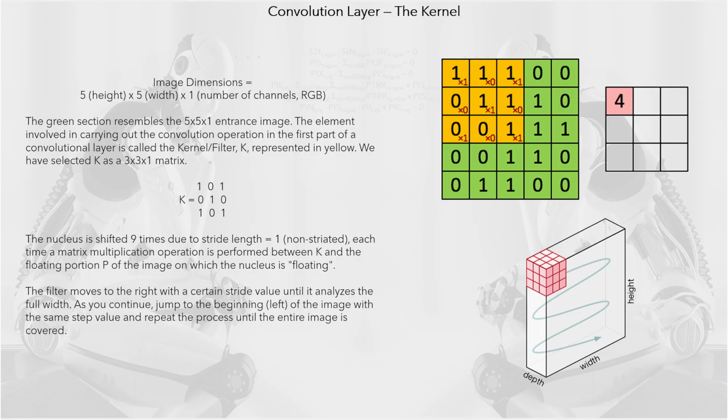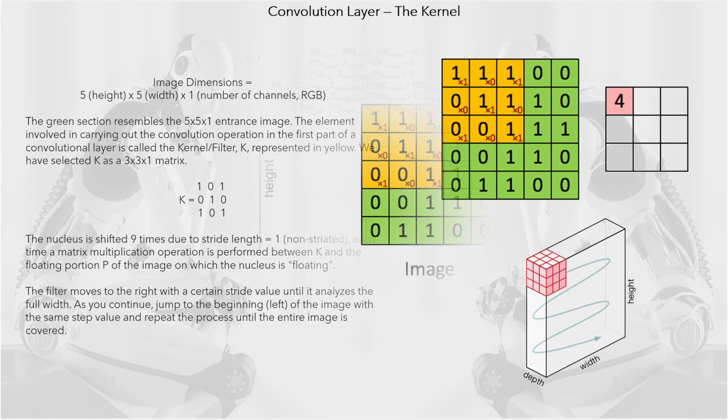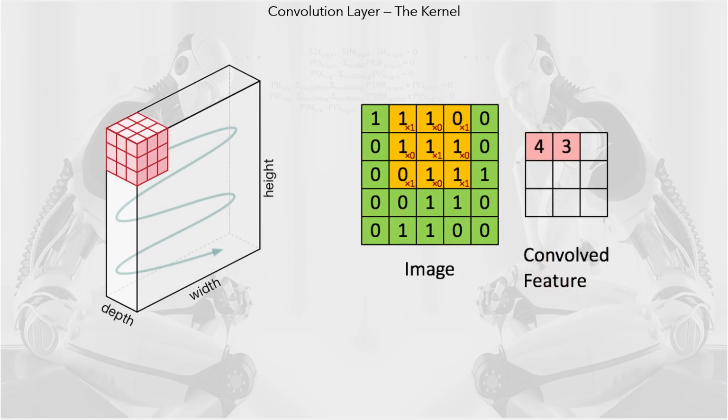The convolution operation consists of multiplying the numbers of the floating array in yellow by the kernel K in red, and adding the results. The kernel is shifted 9 times because the stride length is equal to 1, non-strided. Each time, a matrix multiplication operation is performed between K and the floating portion P of the image over which the kernel is floating.